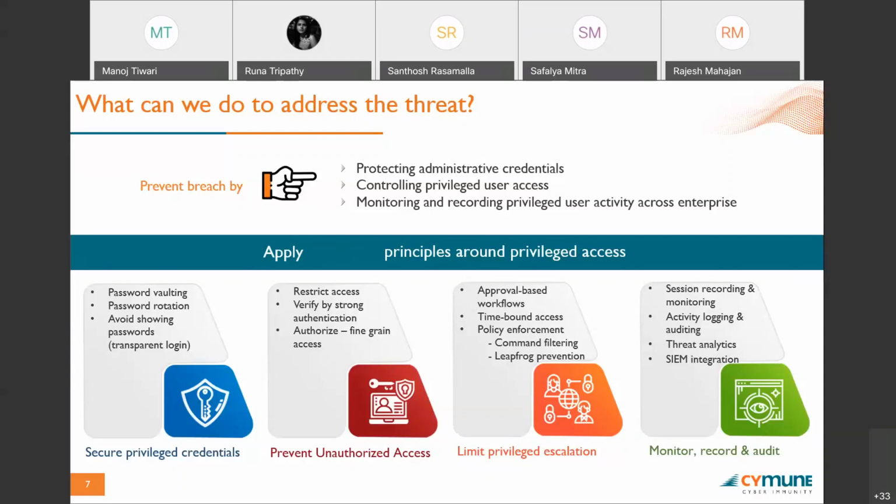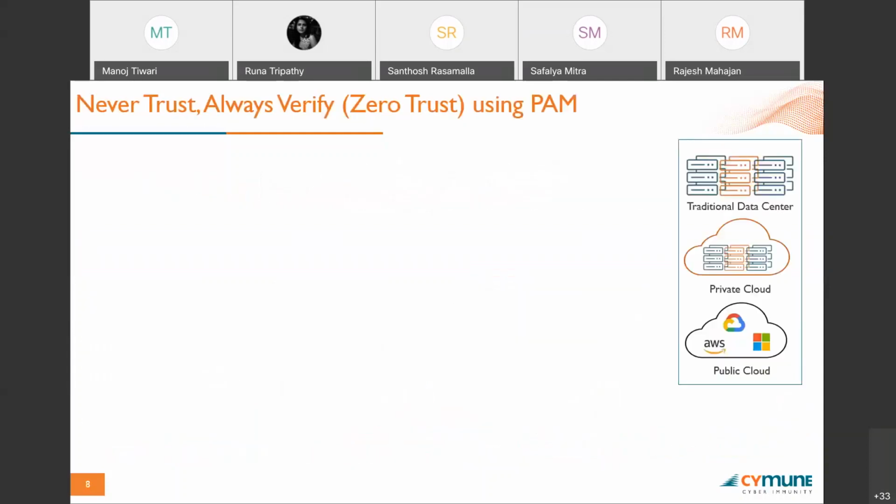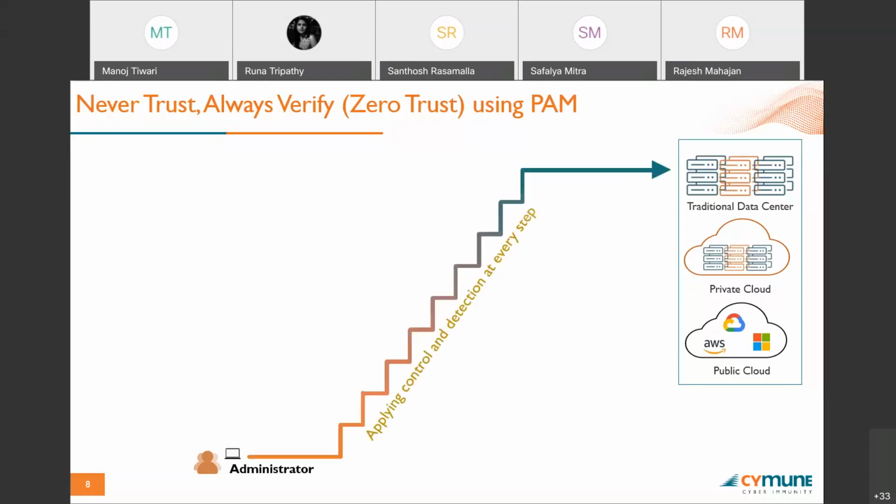So now let us see how PAM works in action if you deploy it in your environment. How does it look? How will it protect at every step, right? So let's assume here is my administrator who is trying to access the servers, which are either in your data center or your public or private cloud. And when he's trying to access, what are we going to do? We will try to apply control, right? And we'll try to detect at every step whether any of his activities is malicious or not.